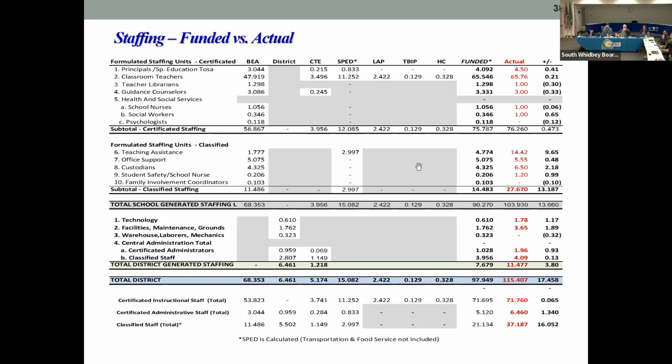They keep talking about not fully funding special education. That's one of the biggest things, is that if you look at this, they fund roughly 2 FTE in special education. 2. That's not a lot of support in a classroom with kids.